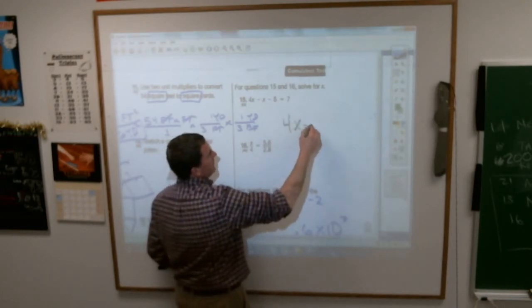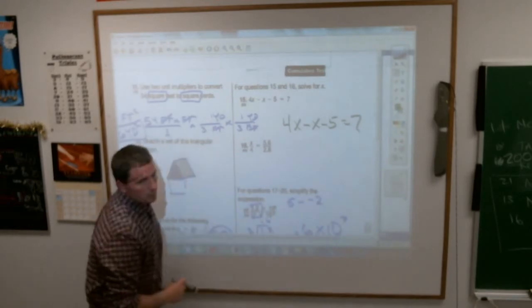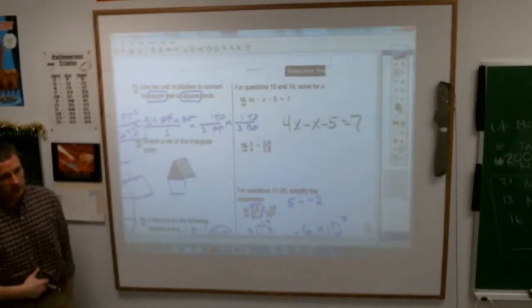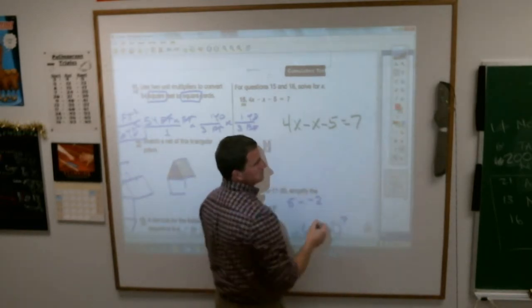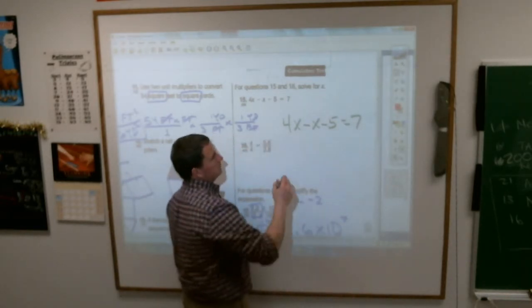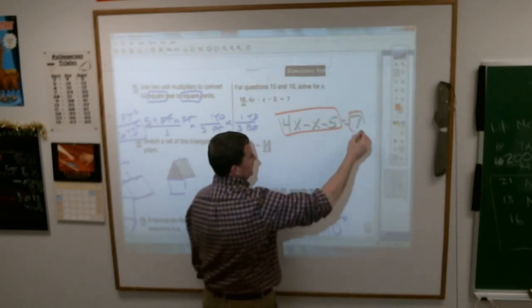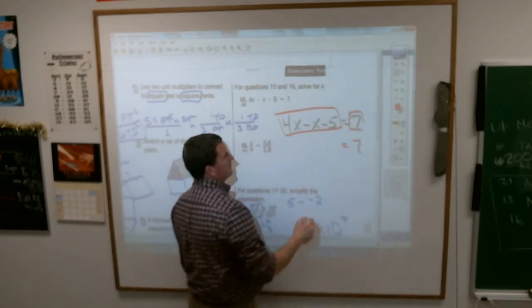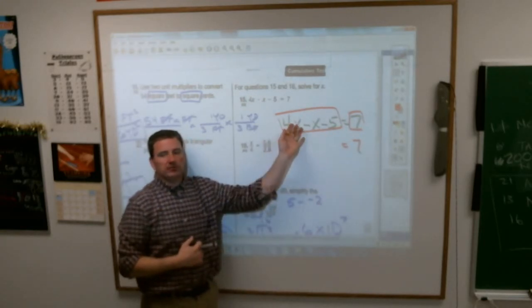4x minus 5 equals 7. My first step is to do what? In complex equations, Smith? Combine what you can on either side of the equal sign. Well, you can't put anything together with the 7 because it's by itself. But over here, 4x minus x minus 5, what can I put together?